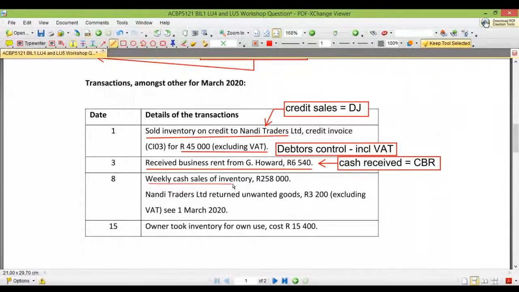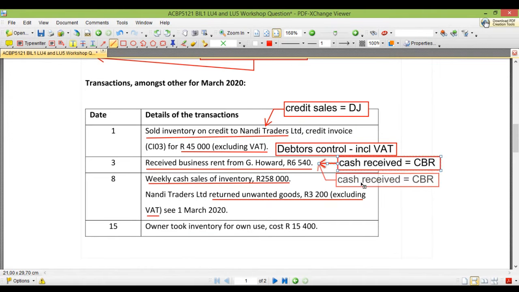Okay, so we've got a weekly cash sale of inventory for 258,000. Nandi returned unwanted goods worth 3,200, excluding VAT, on the 1st of March. Okay, so the goods they purchased on the 1st, they returned some of that back to the supplier. Okay, so on the 8th, there's 2 entries. We've got a weekly cash sales, which is cash that we receive, which would also go to our cash book receipts. Okay, so that's a cash transaction.